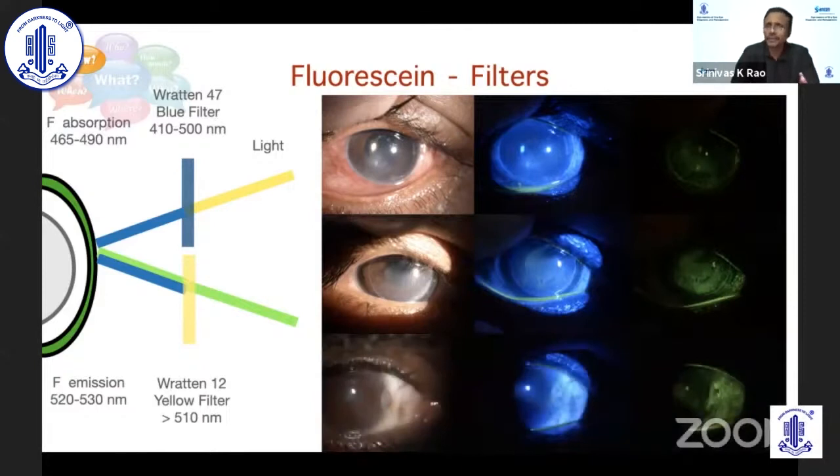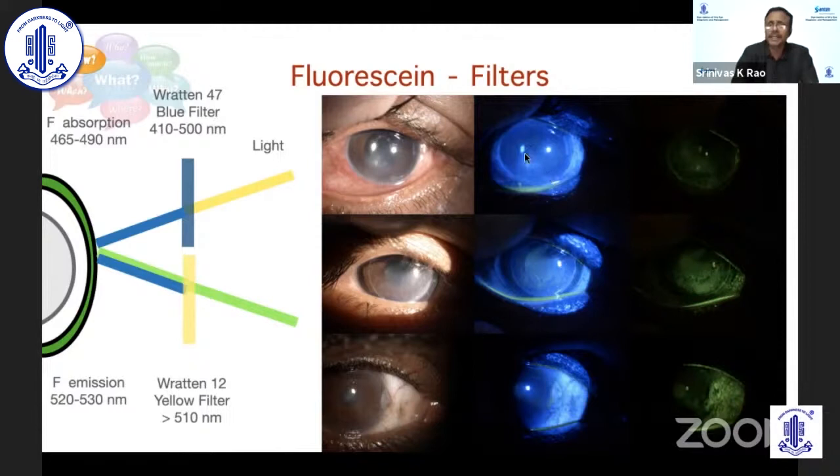I will be frank with you though, if you have a good slit lamp and a good barrier filter, basically you can find the staining even without it. Where the yellow filter actually comes into its own is when you use fluorescein to look at staining.